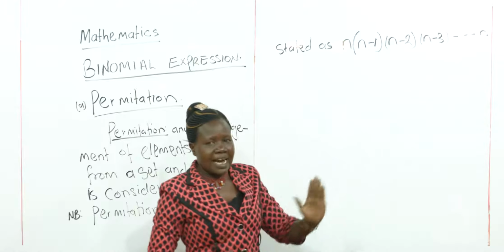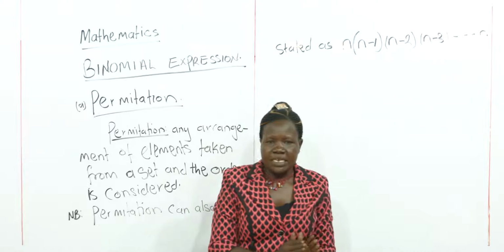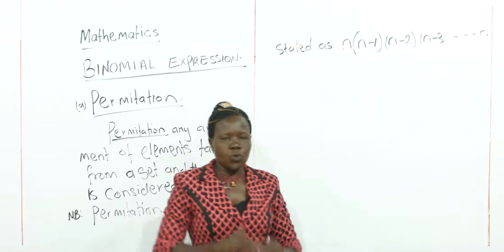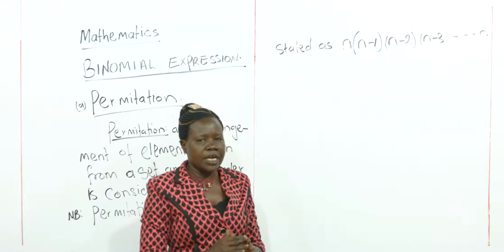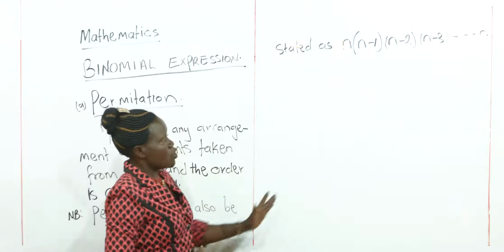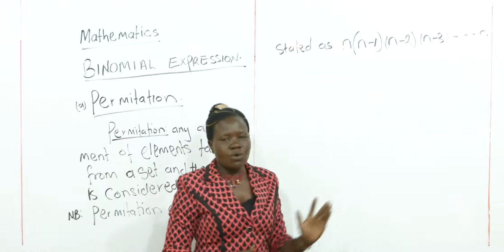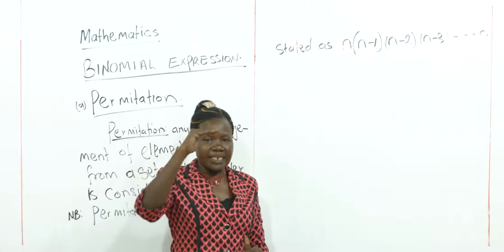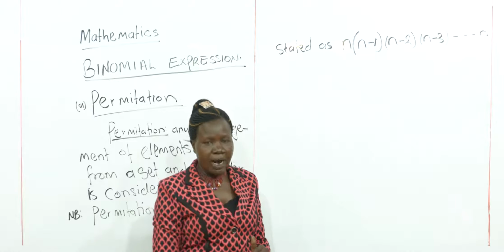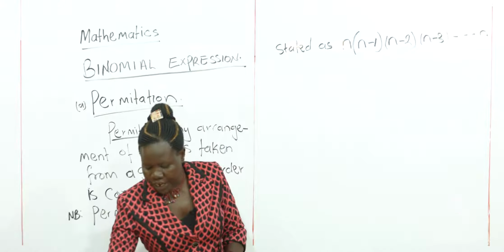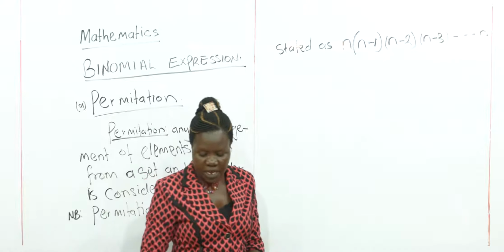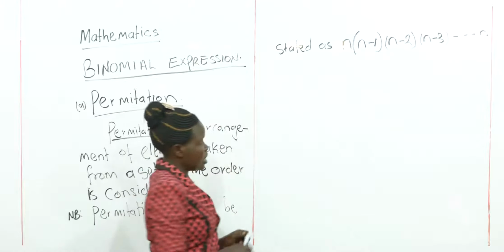Remember we said arranging elements following the order, taking the order into consideration. Which order are you going to take? For the case of permutation, we are taking what we call the descending order, beginning from the highest, and then you go up to the smallest. That is the order that we are taking or considering here in permutation.